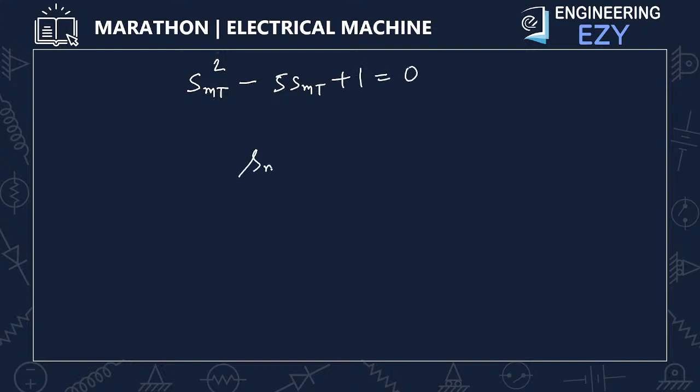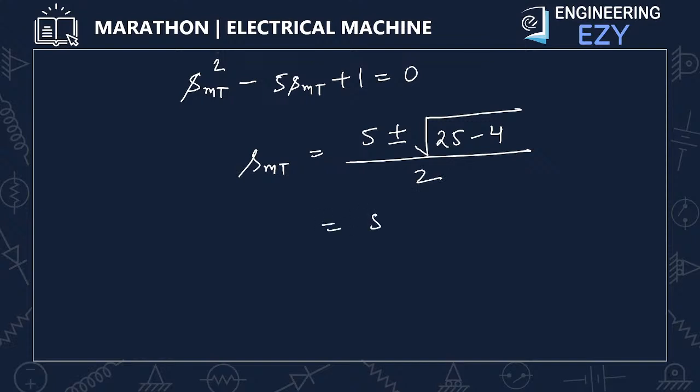So what is the Smt? Smt is equal to, it is the 5 Smt. So Smt, slip at maximum torque, is minus b, 5, plus minus root of b square, 5 square 25 minus 4ac, 4, upon 2. I hope everyone can calculate. Slip is always less than 1. So it is minus 5 minus under root 21 divided by 2. I hope everyone can solve.